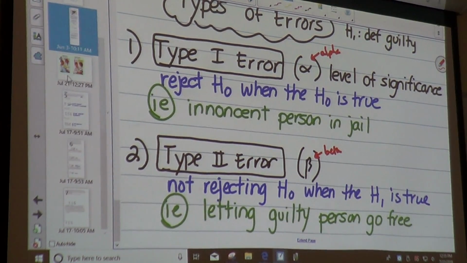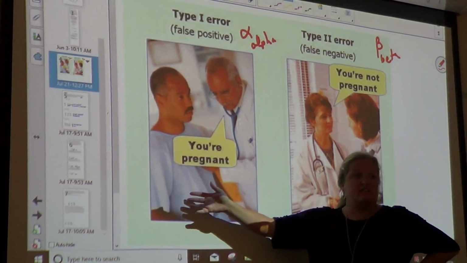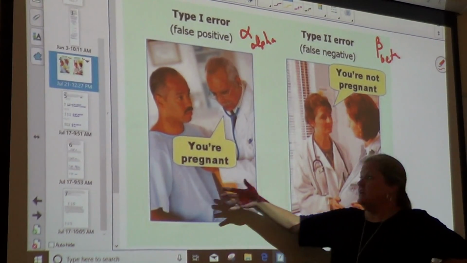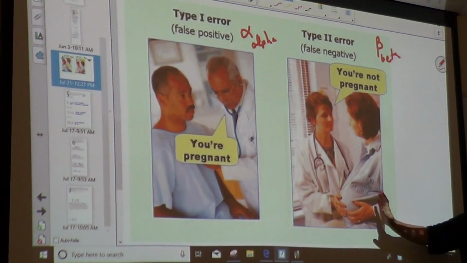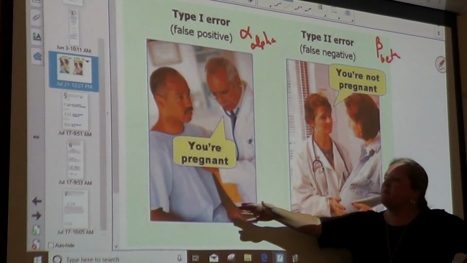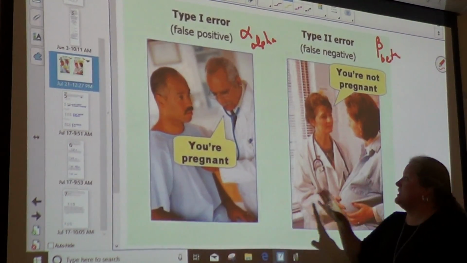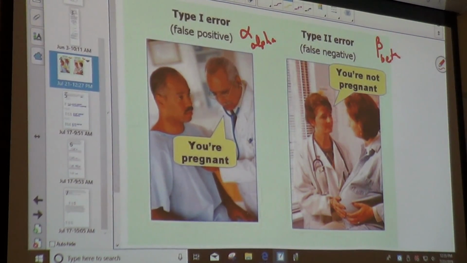All right, here's another example of the alpha and the beta. This is a false positive. You're telling a man he's pregnant. Here, you're telling this nine-month pregnant person that she's not pregnant. Both of those are errors. One's an alpha error: you're telling somebody he's pregnant, but he's not. And here, you're telling somebody she's not pregnant, but she is. Those are both types of errors.